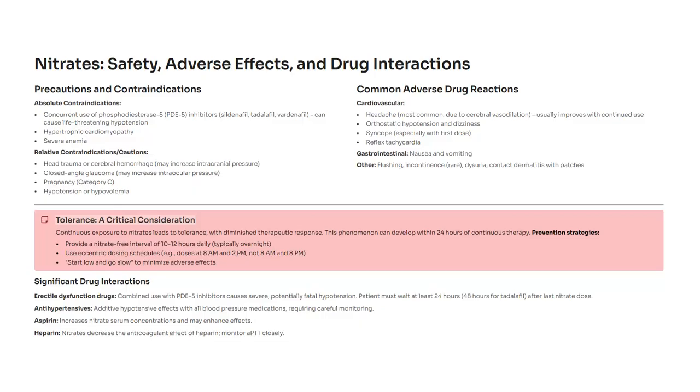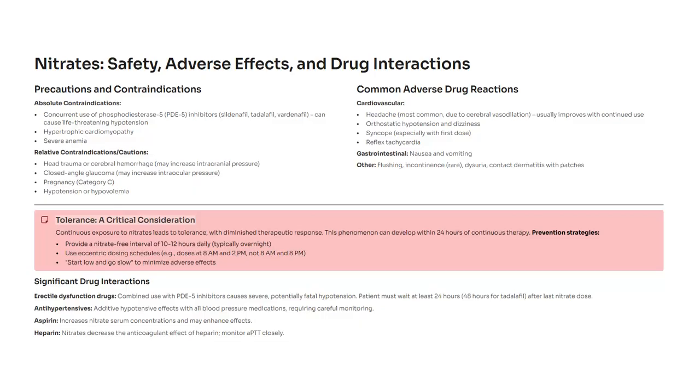Tolerance is a critical consideration. So start low, go slow. Use an eccentric dosing schedule, like doses at 8 a.m. and 2 p.m., not 8 and 8. So, you can't do that. 8 and 2. Provide a nitrate-free interval of 10 to 12 hours, typically overnight, so they don't develop a tolerance.